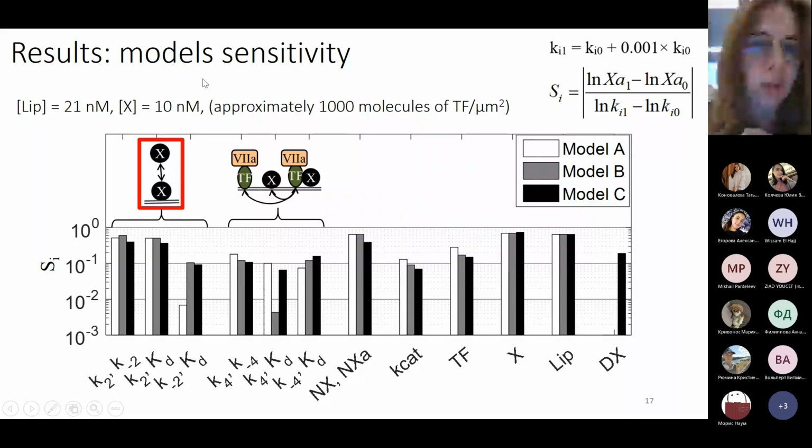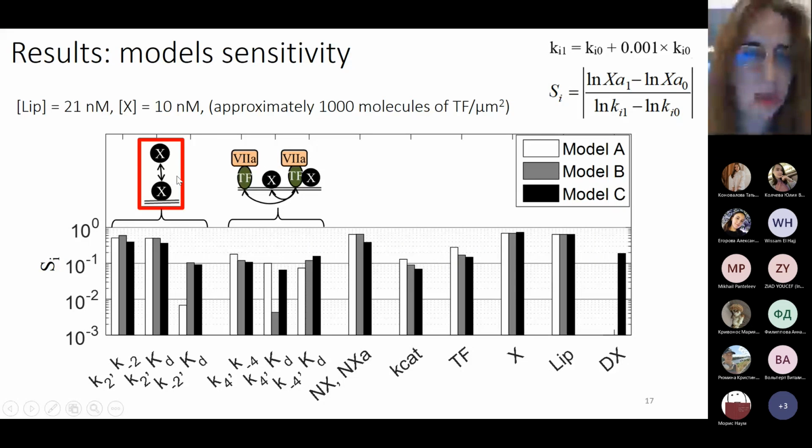Our next step was to analyze the model sensitivity, and we analyzed it in different reaction conditions. The first condition is the so-called low lipid, low factor 10 concentrations. We have an extremely low concentration of phospholipid and an extremely low concentration of factor 10. And as tissue factor concentration is constant, we have a quite high tissue factor surface density, about 100 molecules per micrometer.